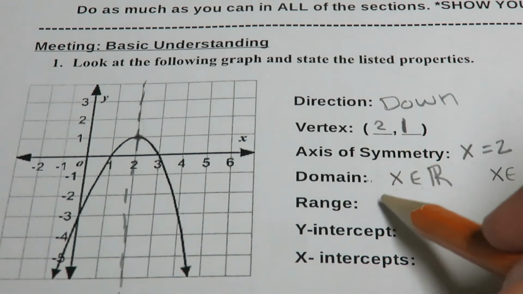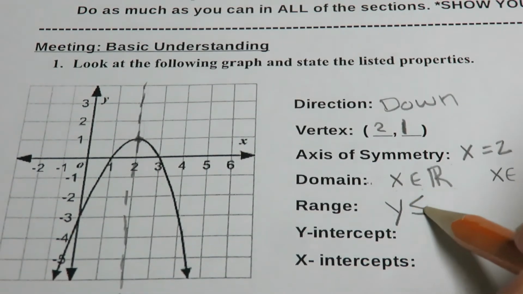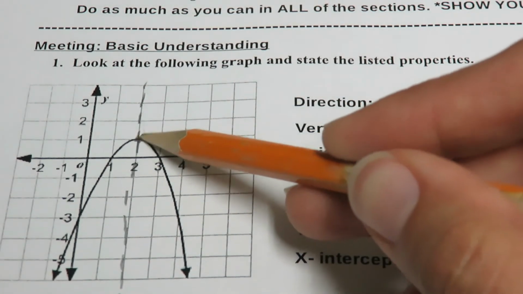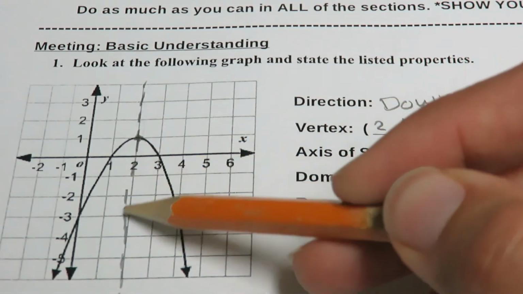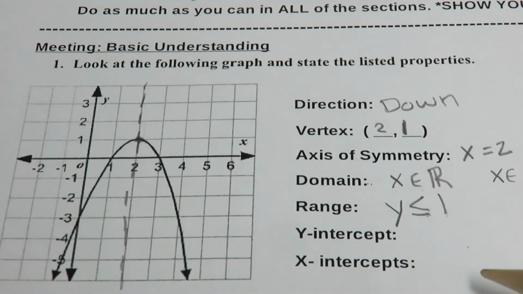So I know that my range is all of the y's that are less than or equal to 1. The reason it's less than is because I'm going down. So my y's start here at 1 and everything else comes below it, not above it. So y is less than or equal to 1.